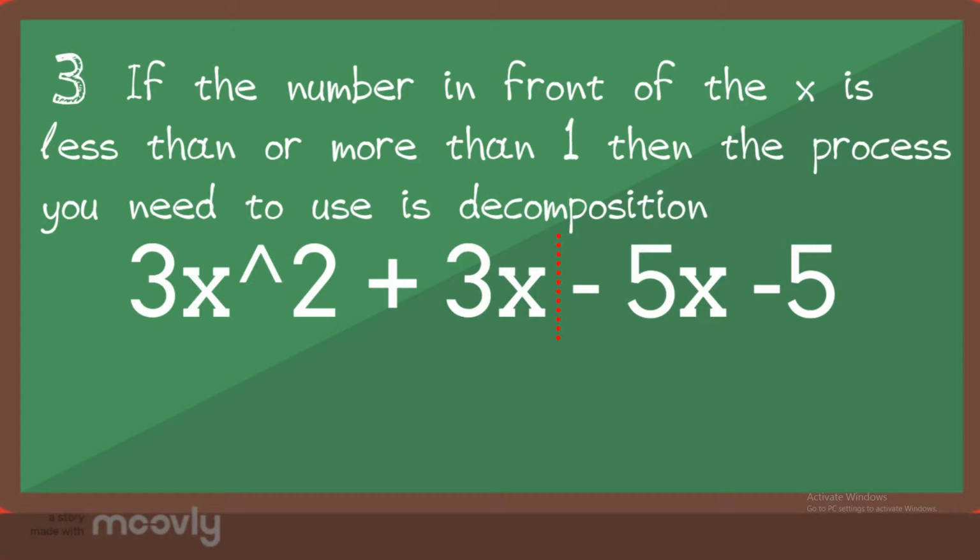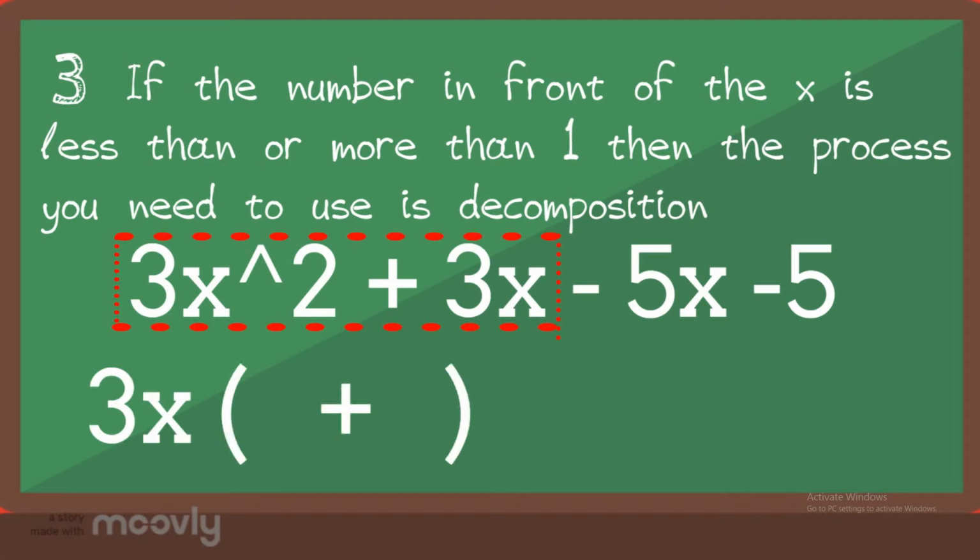For the first one, they both have a 3 and they both have an x. What this means is that outside of the brackets, we will have 3x because that applies to both things in the expression. So 3x bracket, and 3x multiplied by x gives you 3x squared, and 3x multiplied by positive 1 gives you 3x. Now we have our factorized bracket to the left.